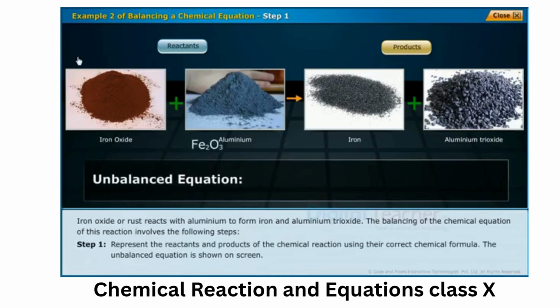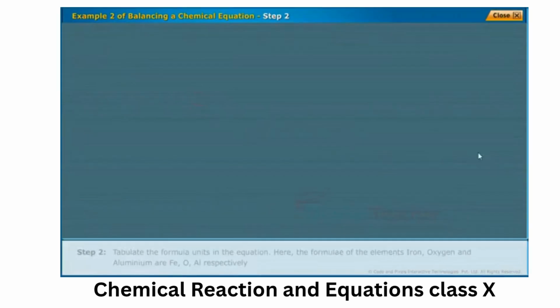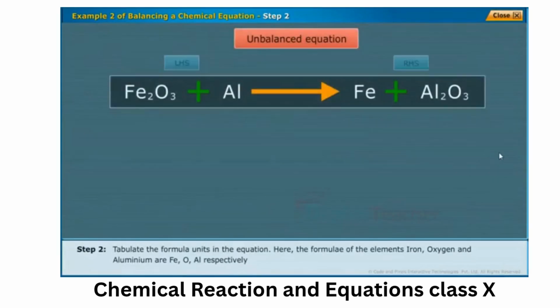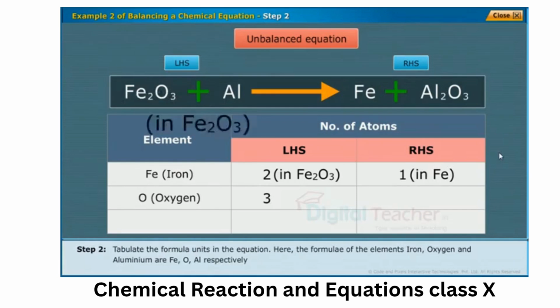Step 1. Represent the reactants and products of the chemical reaction using their correct chemical formula. The unbalanced equation is shown on screen. Step 2. Tabulate the formula units in the equation. Here, the formula of the elements iron, oxygen and aluminium are Fe, O, Al respectively.